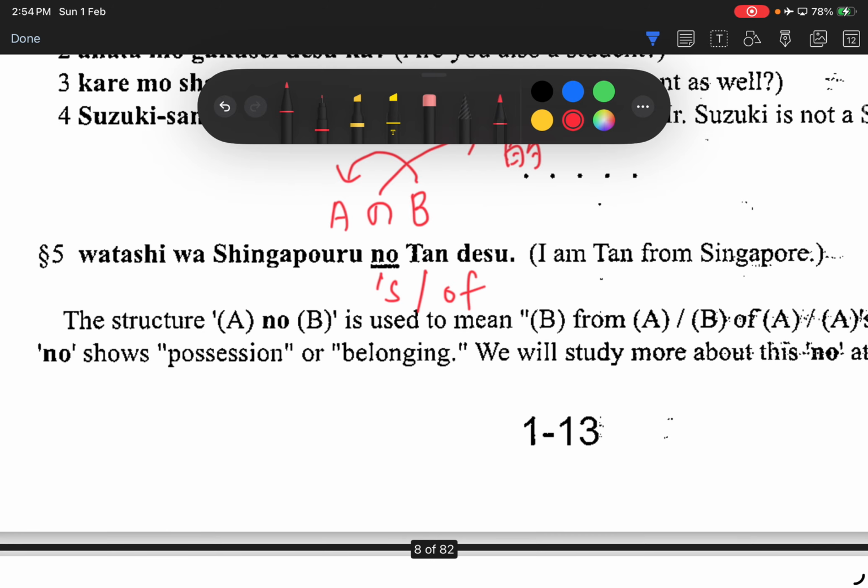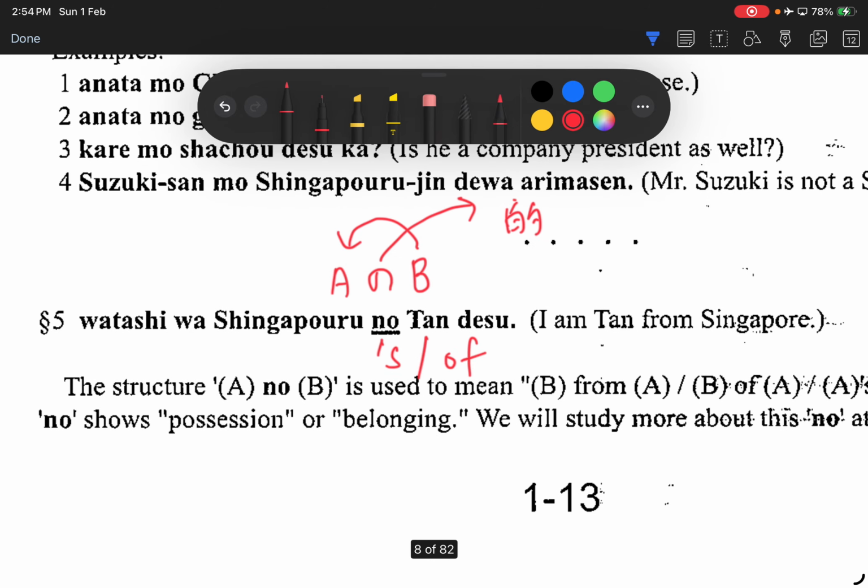And then move on to number 5. I told you about this no particle; we also learned this no particle. So for example, A no B simply means B belonging to A, B relating to A. For example, in Chinese we say A的B, which means B is related to A. So in English it will be something like B of A.